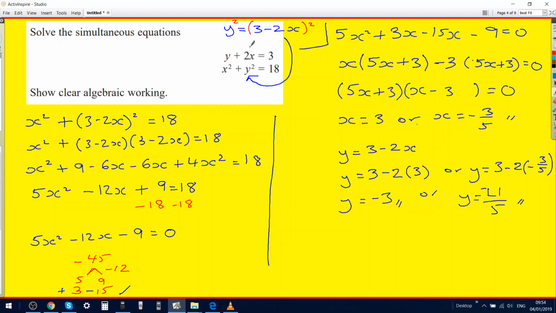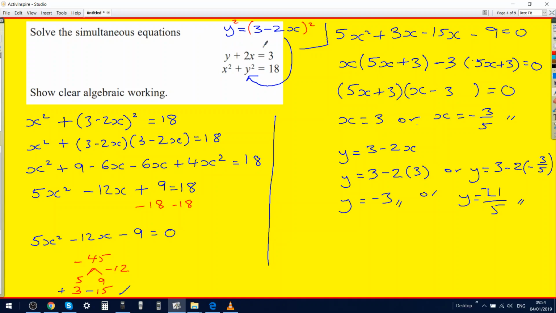Let's see. So the way you can do simultaneous equations is either by elimination or substitution. When they're both xy, elimination is common. If you've got something squared, then you have to do substitution. And the way you do it is the simpler one.